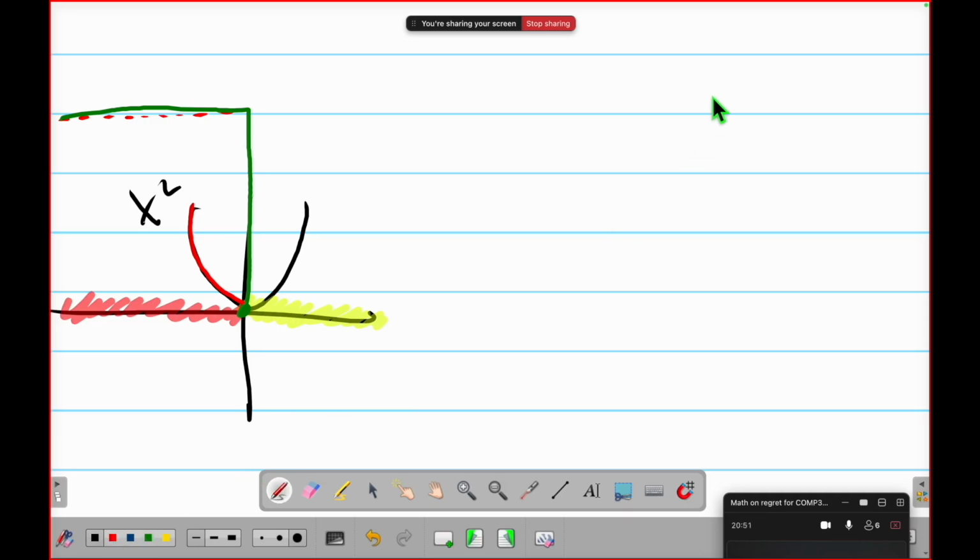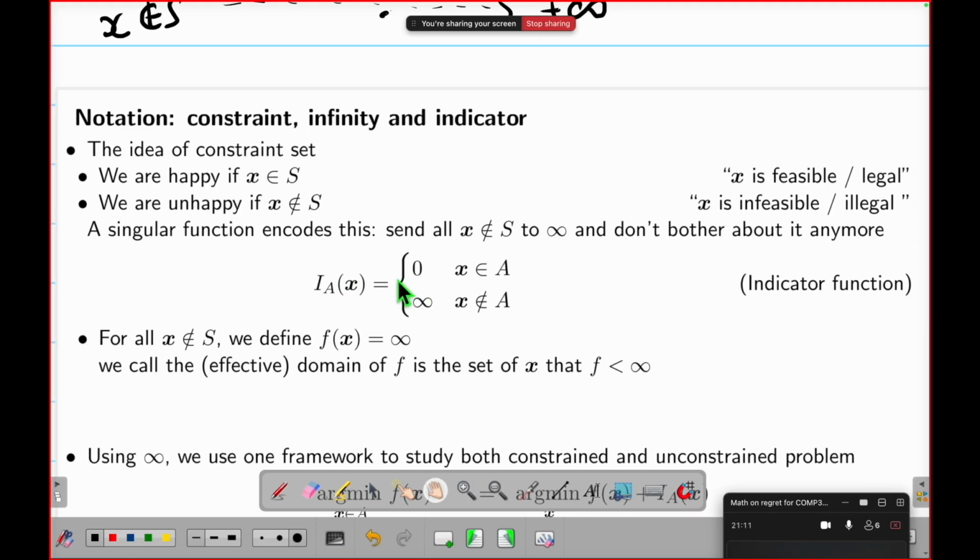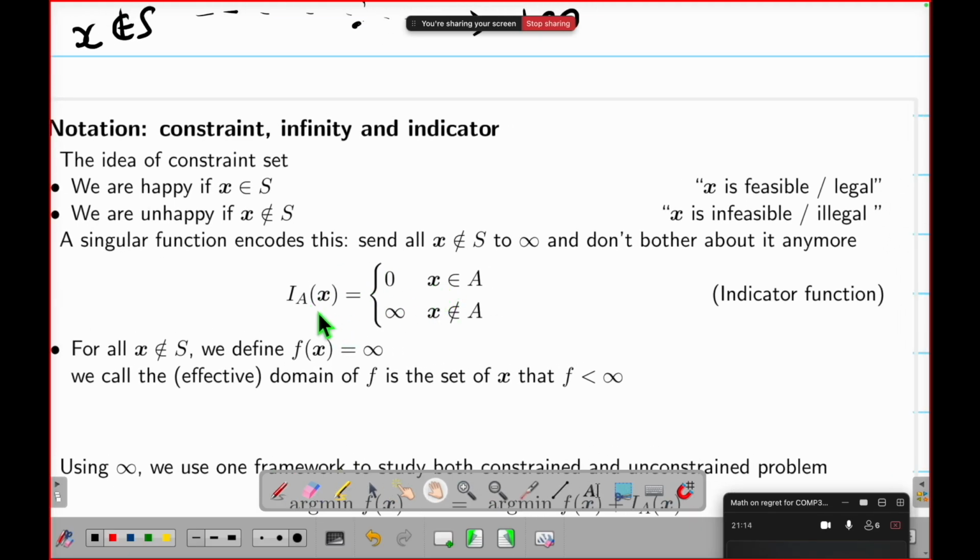So that means what? Originally, I have this function. Now I have this. And this jumps to infinity, right? So I have a point here, and then suddenly jump to infinity. And this is infinity. So I change from here to here. I don't allow red to occur. And this funny thing is called the indicator function. If x is inside a set A, then I do nothing. Value is 0. If x is outside my A, I send everything to infinity.